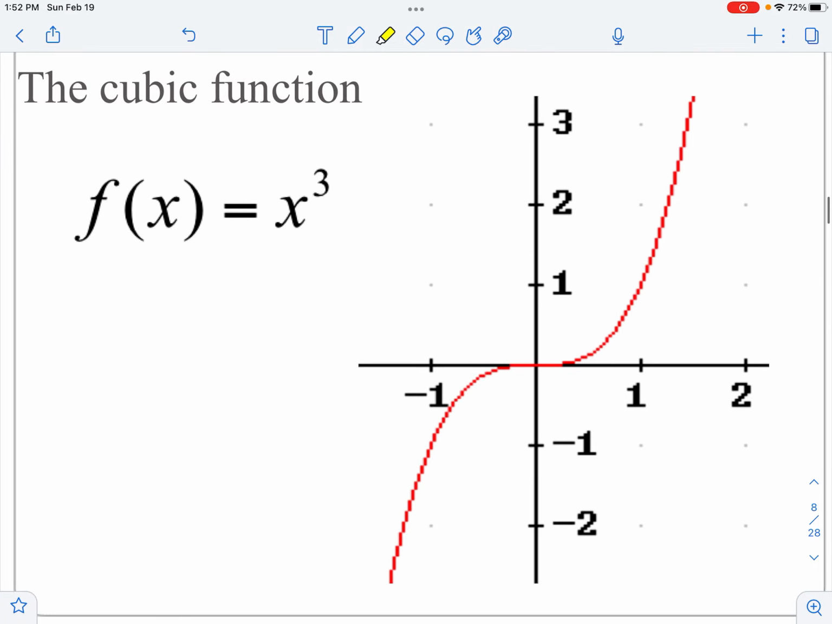We have a cubic function. f of x equals x to the third. This is y equals x to the third as well. This is an odd function. We have symmetry across the origin. This goes and then levels off right here at 0 and then continues to increase after 0. So this function is always increasing.